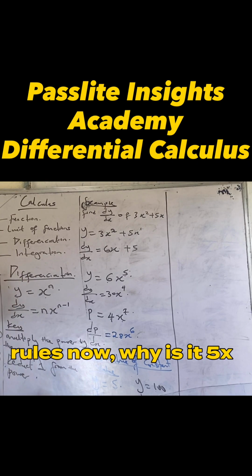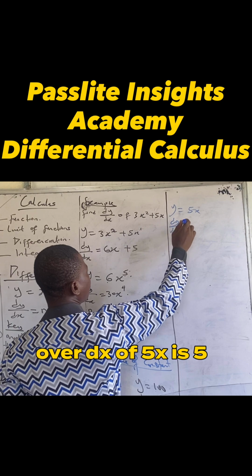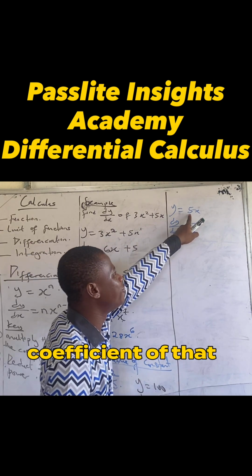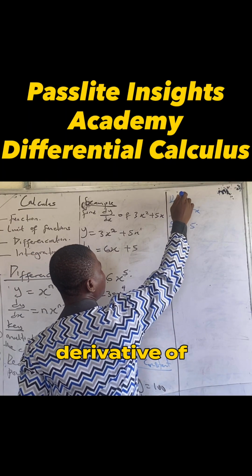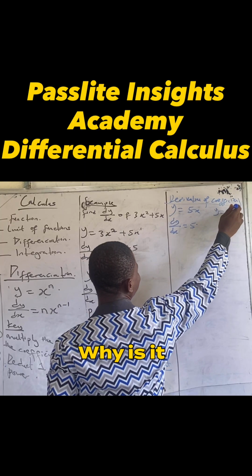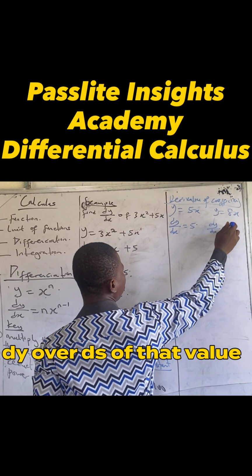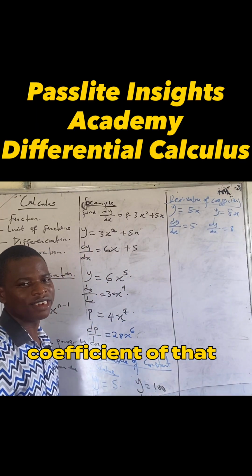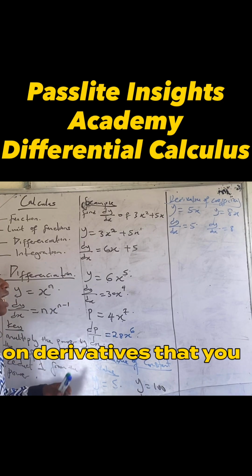After you understand the rules now, if you see 5s, for instance, y is 5s, dy over ds of 5s is 5. It's just like the coefficient of that value. So I call this one derivative of coefficient. When you see y is 8s, there is no power. dy over ds of that value is 8. It's just like the coefficient of that alphabet. So these are the basics on derivative that you need to know.